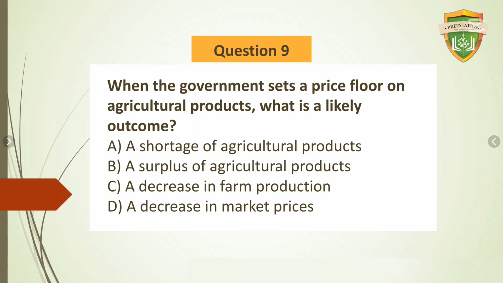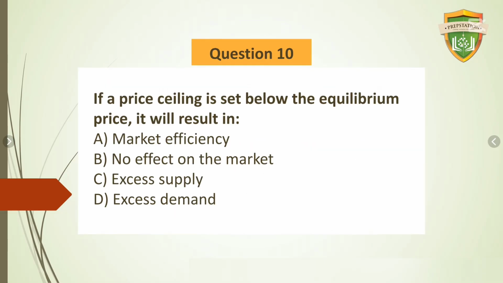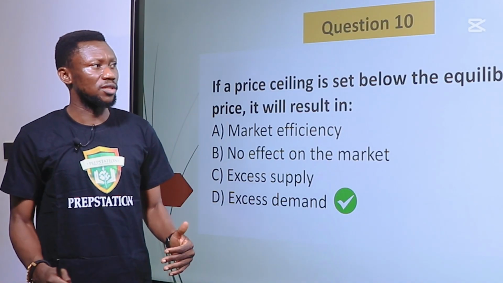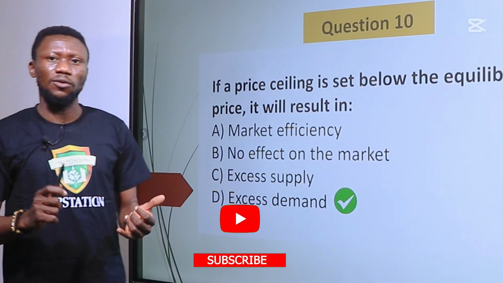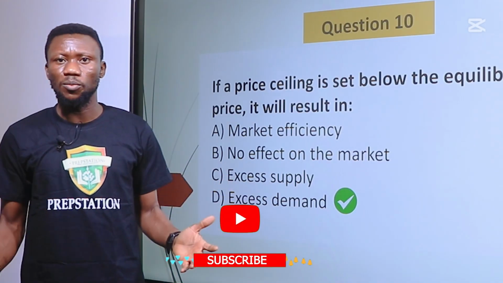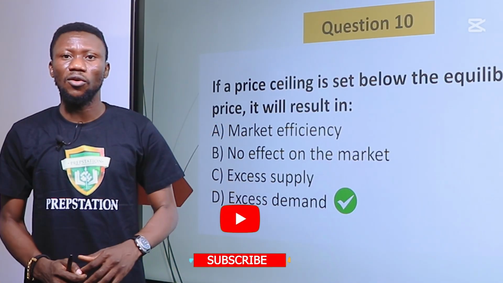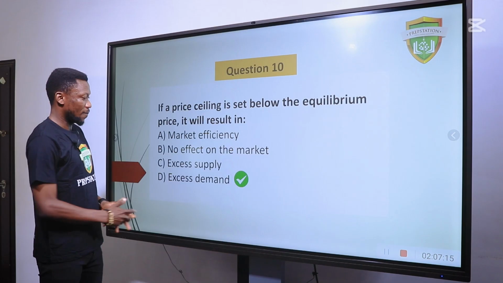So let's talk about this. When the government sets a price floor on agricultural products, what's the likely outcome? The answer is a surplus of agricultural products. And the last question is, if a price ceiling is set below the equilibrium price, it will result in what? We all know what it is, excess demand. That's what we call shortages. So now we've learned about how demand and supply lead to equilibrium, how they determine the price of goods and services in society.